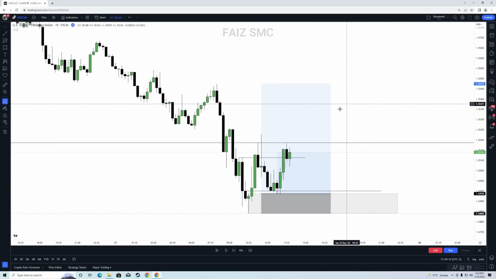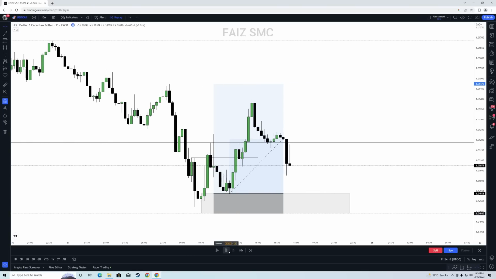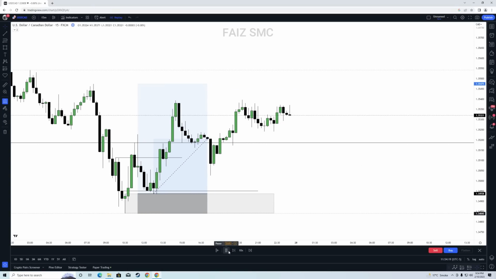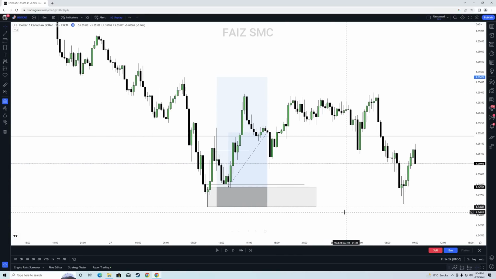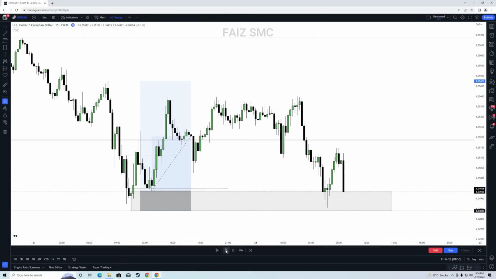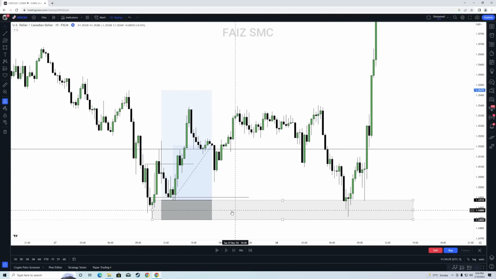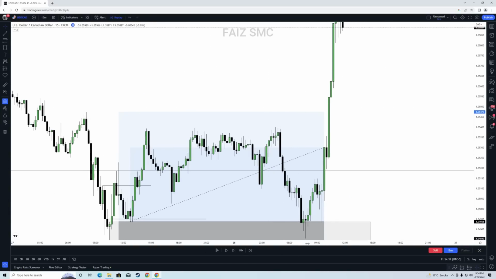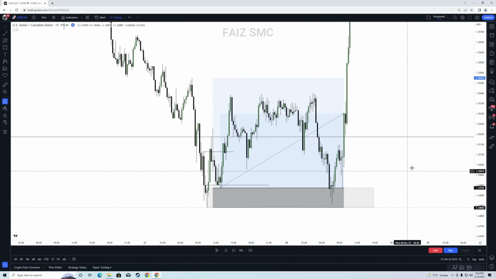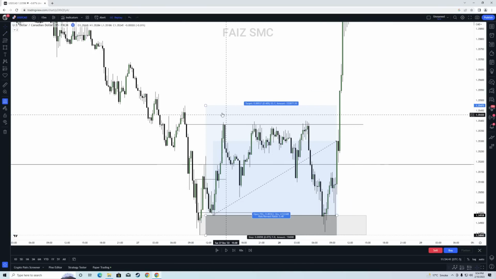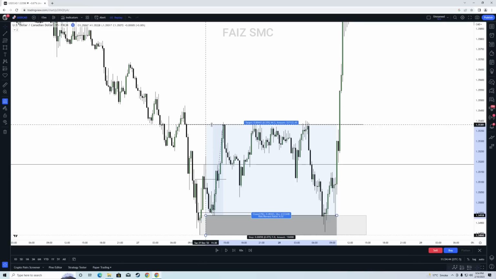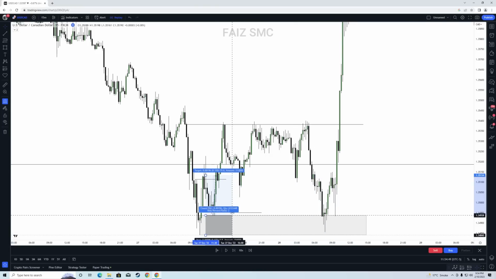If you target this level, let's see. Okay, it reverses, I guess. I'm not sure. Never mind. So it hit your take profit. You could have gotten stopped at break even, but the thing is, there was a fair value gap here. So you want to look to target this area. So the prime target would be here. But as I said before, I only look for 1 to 2 because it's very good for my psychology.